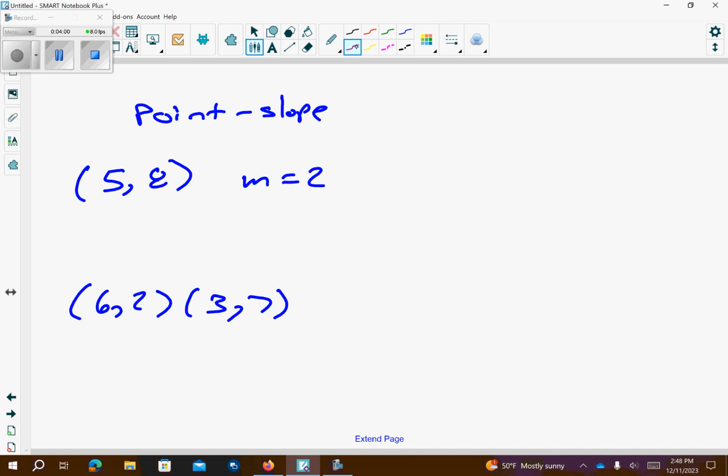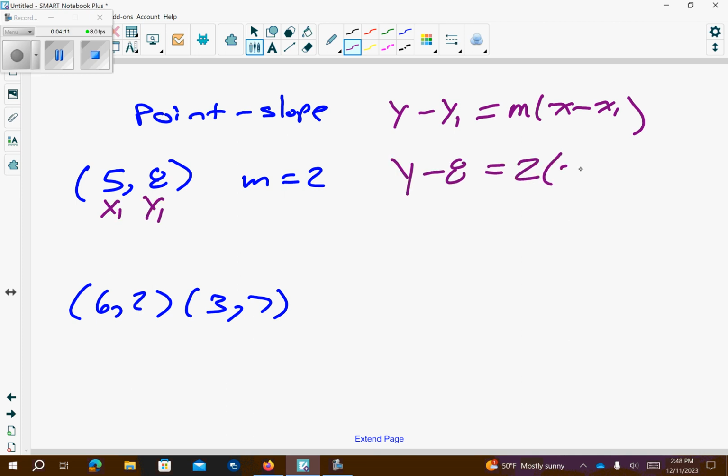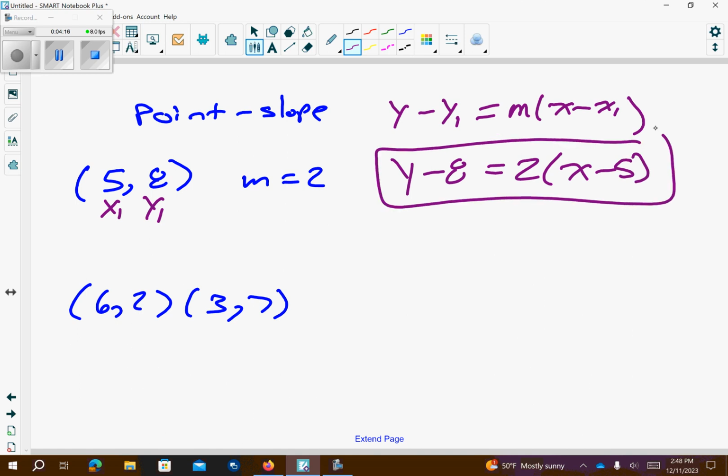Now we just want to put our stuff into point slope. Remember, point slope looks like this. So that's x1, that's y1. When we plug those in, they'll be opposite. The answer's done. That's our point slope answer. There's nothing more to do.